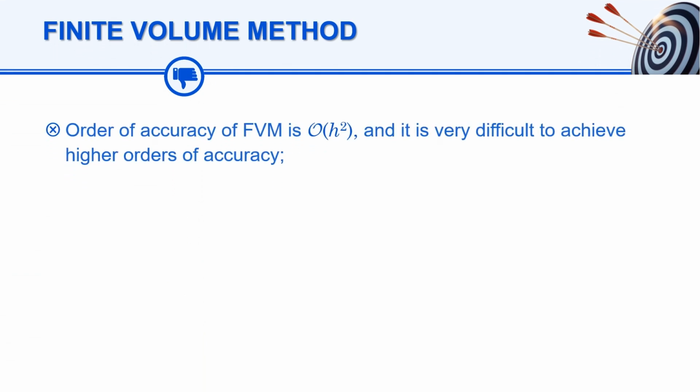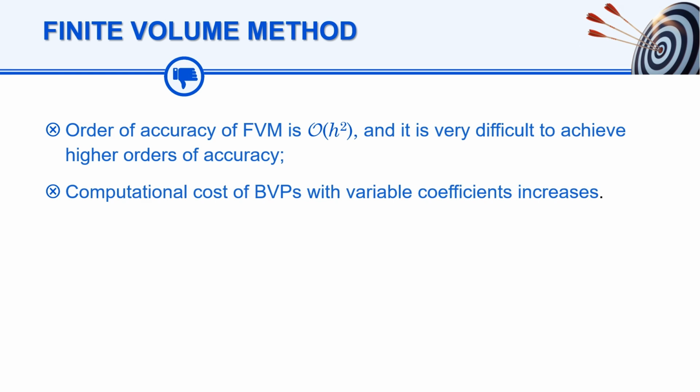The disadvantages of the method are: the order of accuracy of the finite volume method is 2, and it is very difficult to achieve higher orders of accuracy. The computational cost of boundary value problems with variable coefficients increases.